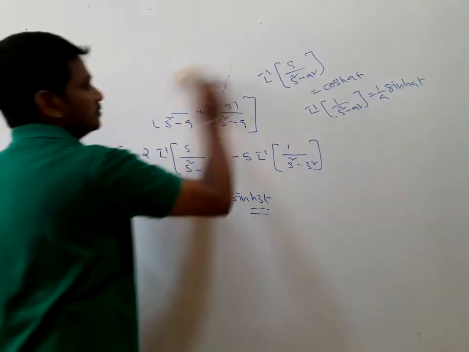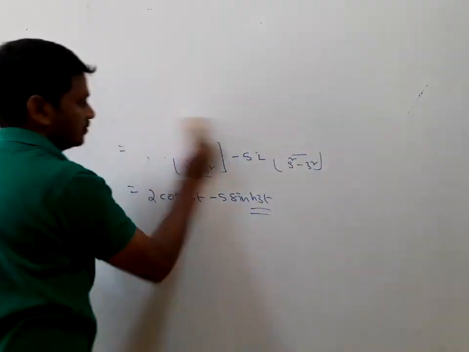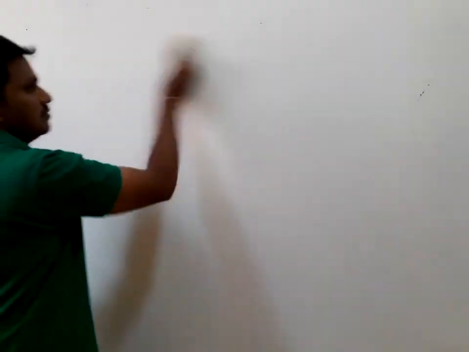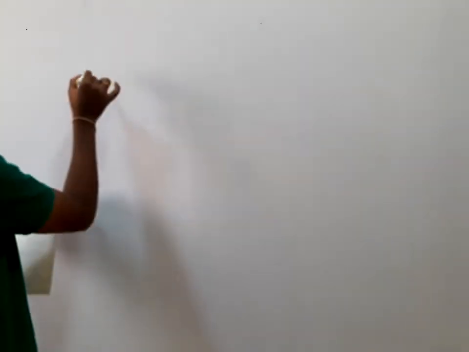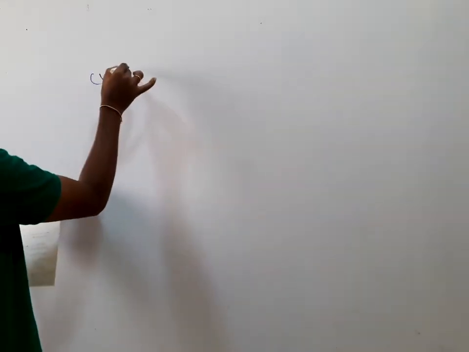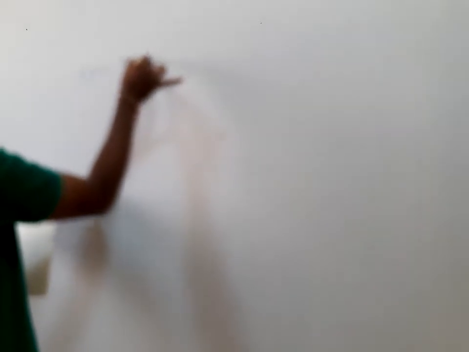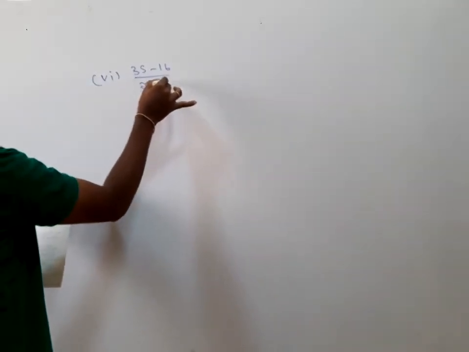Next. Next, I am going to take it the same way. You are going to complete these problems. 3s minus 16 divided by s square minus 16.